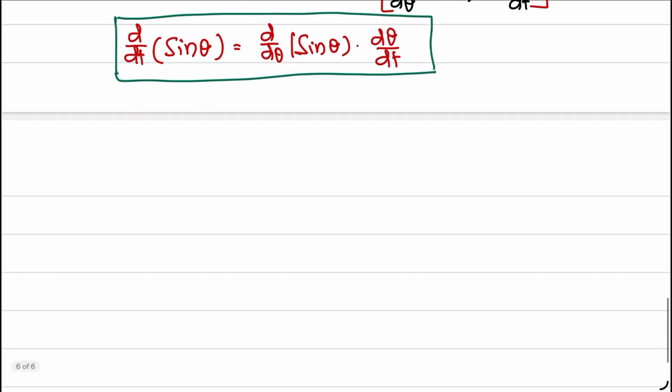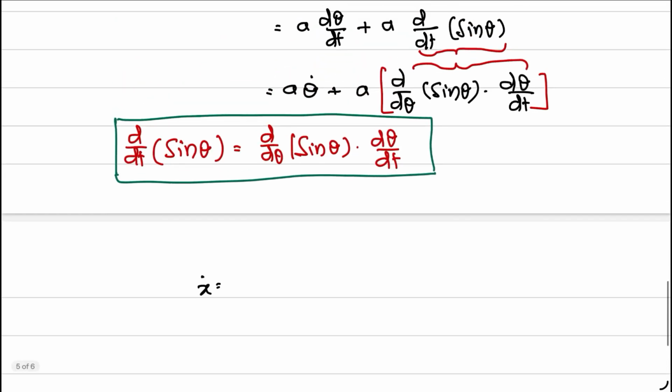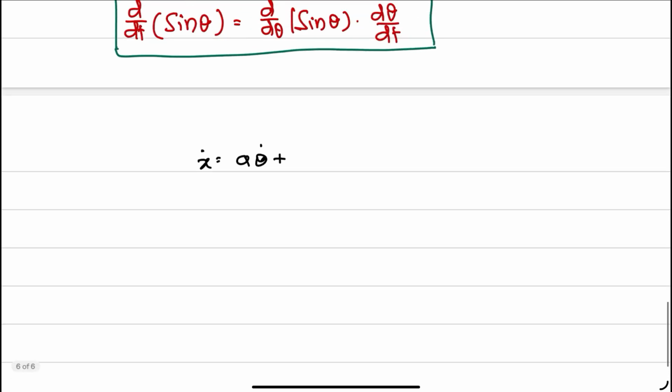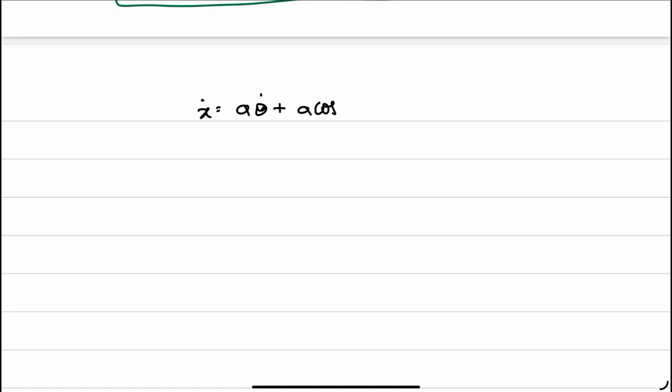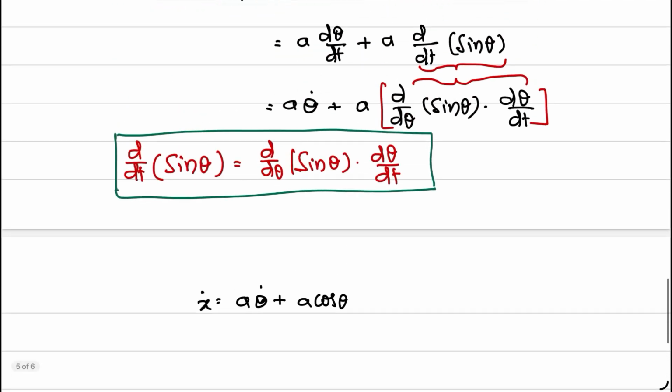Now, what is x dot? From this, x dot is equal to a into theta dot plus d/d theta of sin theta, which is cos theta, a into cos theta, into d theta/dt, which is theta dot, because theta is varying with respect to time. Theta dot is nothing but d theta/dt. Are you able to understand this equation?